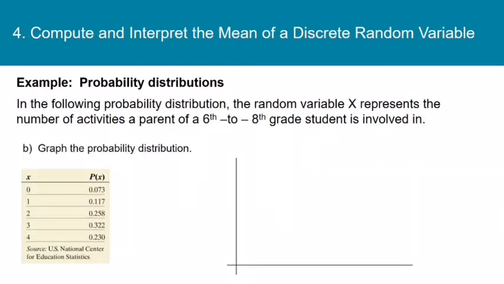Now in part B, they ask us to graph the probability distribution. So we need our horizontal axis labeled with numbers 0 through 4. And for the vertical axis, we'll look at our probabilities, and we see that the largest probability is 0.322. So I need my vertical axis to go up at least that far.